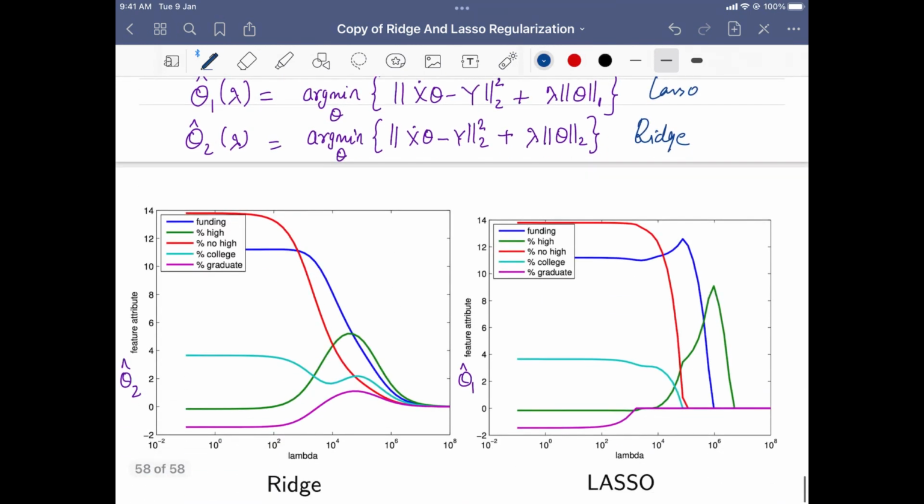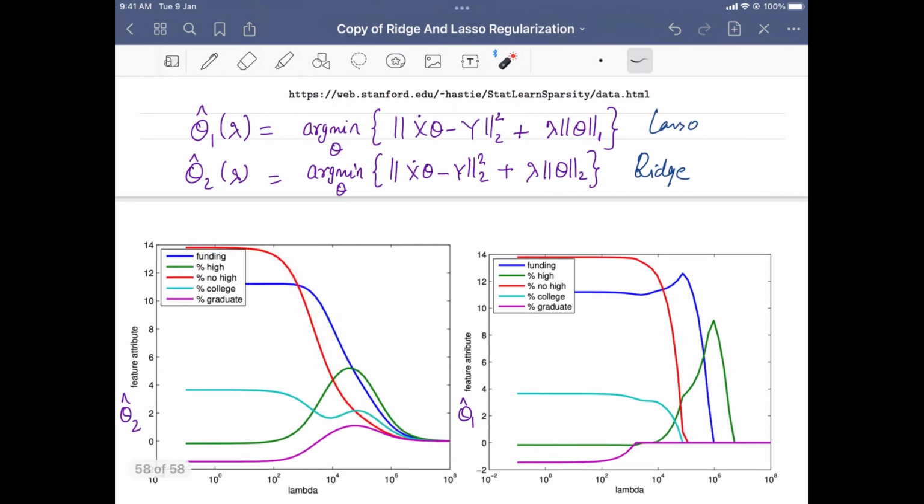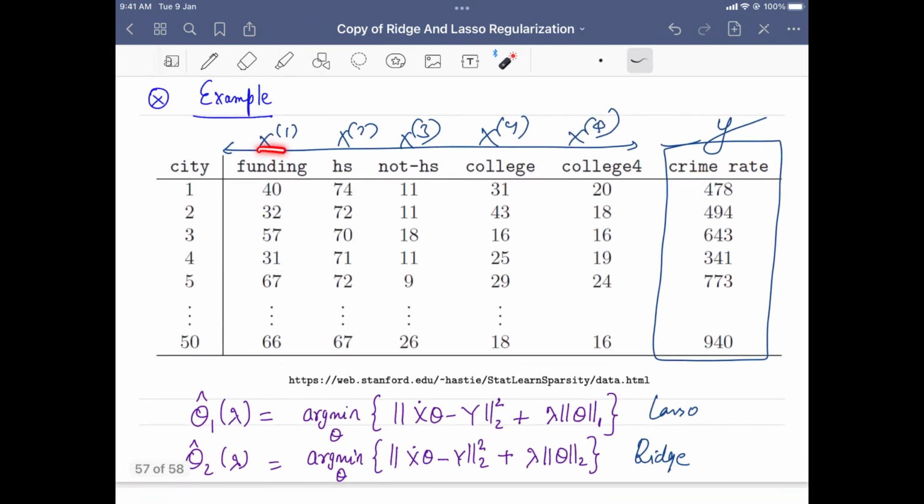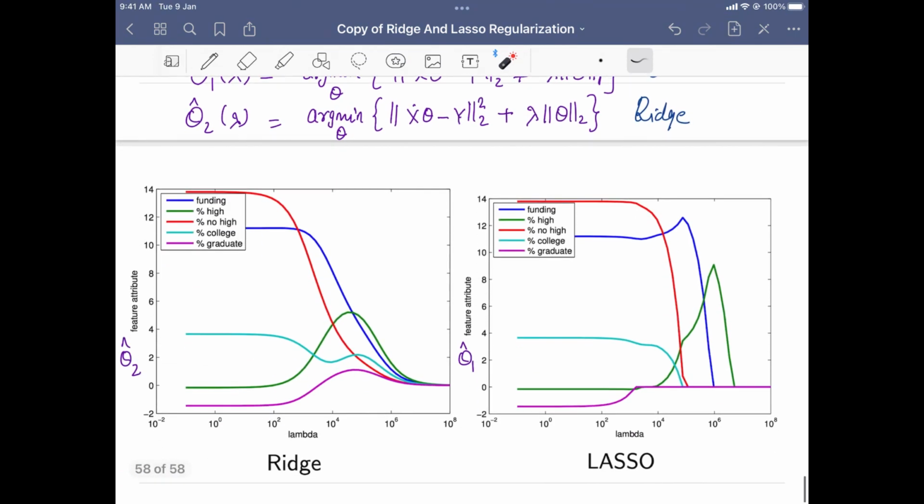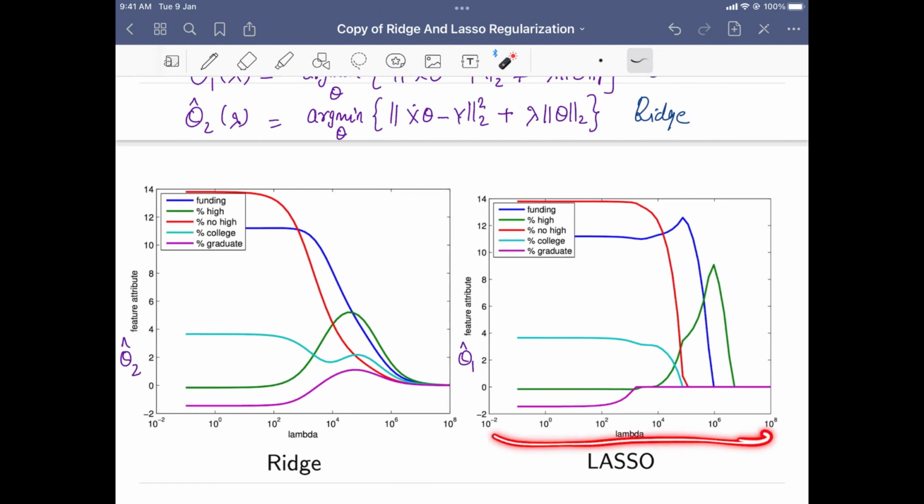So what we are observing here is we are trying to plot these values. This is the theta 2 parameter. Here you can see all these curves shown with different colors are basically the features: x1, x2, x3, x4, x5. You can see here funding, HS, not HS, college 4. So the curves shown over here are the feature contributions. Similarly, on the right side, it's the feature contributions coming from lasso, and these are the feature contributions coming from ridge.